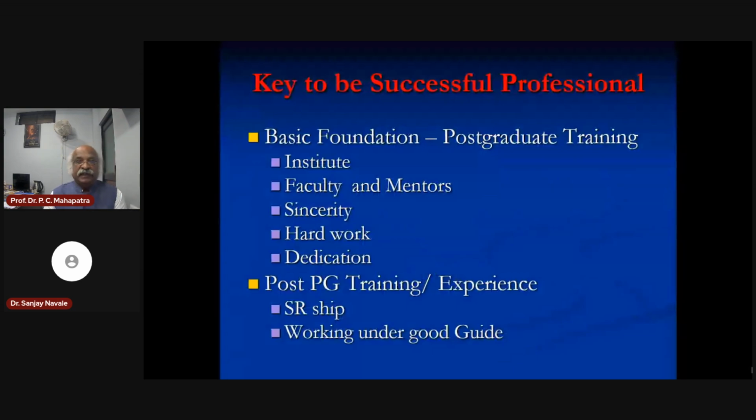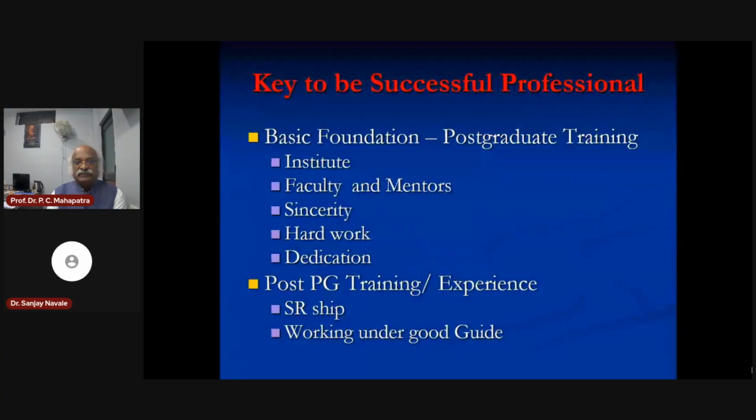And with the number of postgraduates increasing nowadays, with the centers which are there, I think post-PG training and experience are an important component to add value to your 3 years of training. So senior residentship and working under a good guide is important after post-graduation.